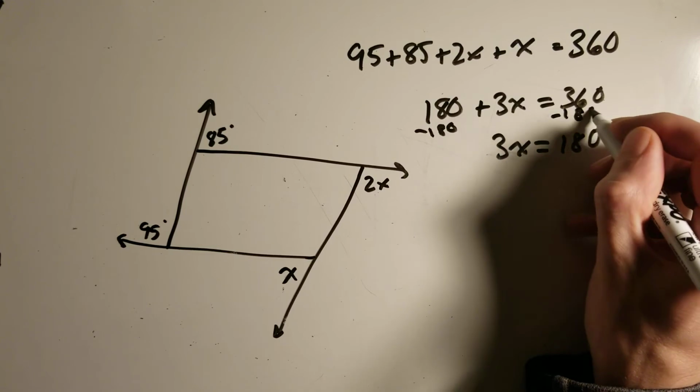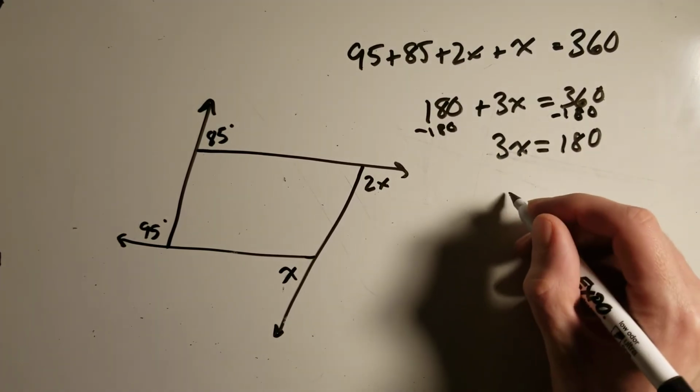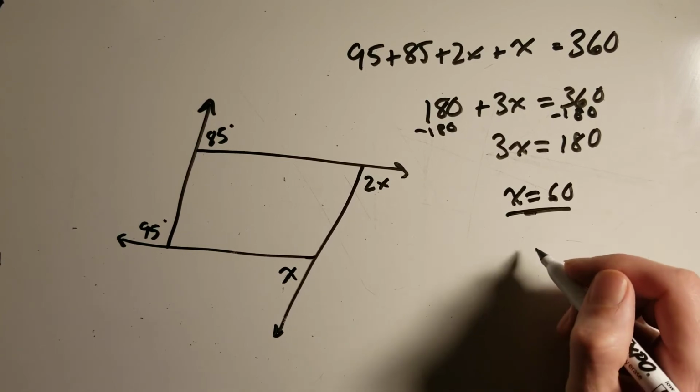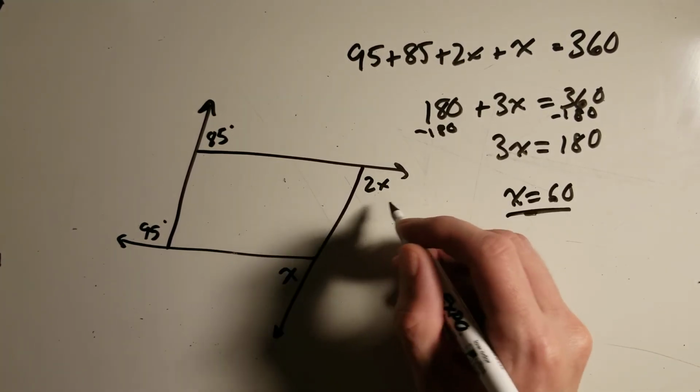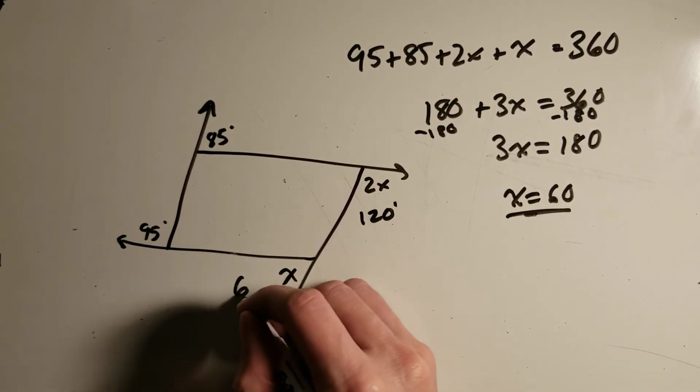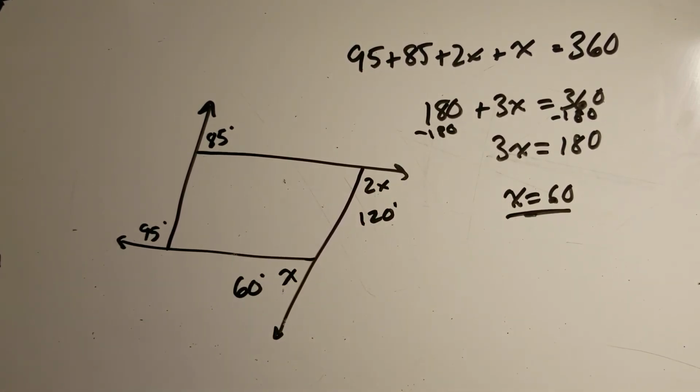So 3x, subtract 180 from both sides, equals 180. And then if you divide by 3, x should equal 60. So there's your value of x. And then when you substitute back in, well, 2 times x would make this 120 degrees. This is just x, so it would be 60 degrees.